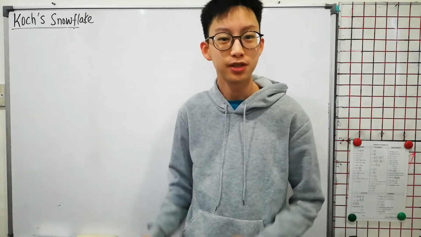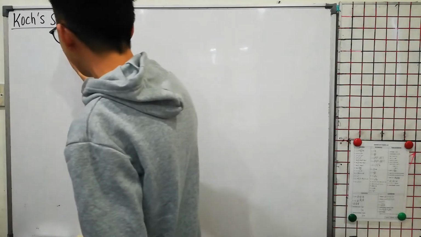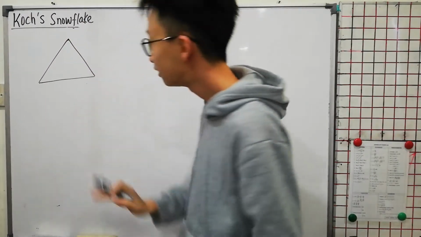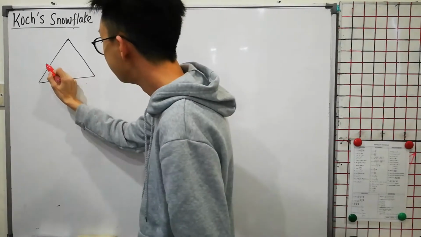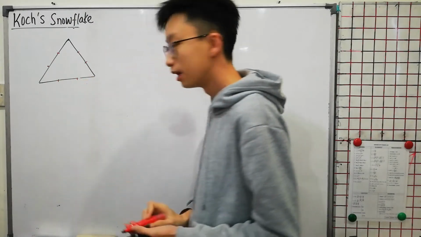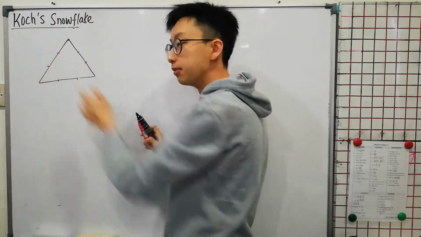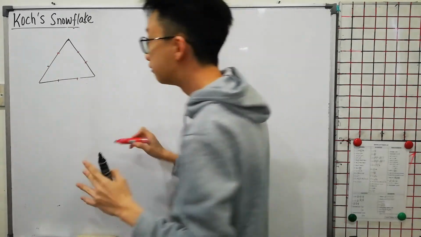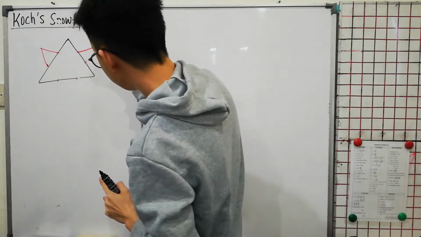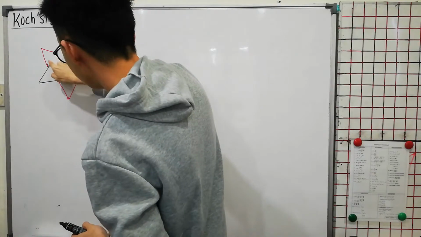Today I'm going to show you something very cool, which is the Koch Snowflake. First, we'll start with an equilateral triangle. Then we divide each side into 3 equal parts. Then, for each side at the middle segment, we'll draw a smaller equilateral triangle. Then we erase this part here.